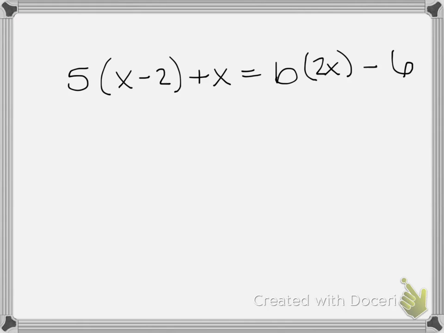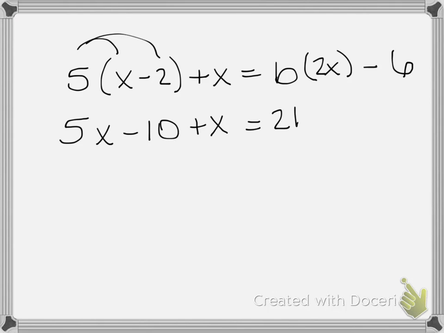And so it might ask you, what would b need to be to make this no solution? All right, so I'm going to work this out the same. And this is going to be 5x minus 10 plus x equals 2bx. Now, don't let that confuse you. I'll explain in just a minute. You're saying 2 times b times x. Well, the question is, what would b have to be? So let's continue over here.